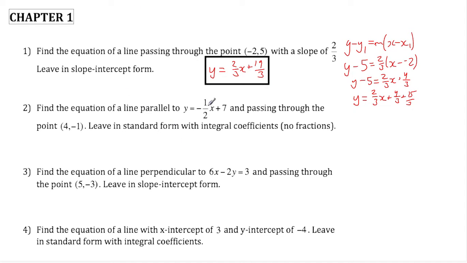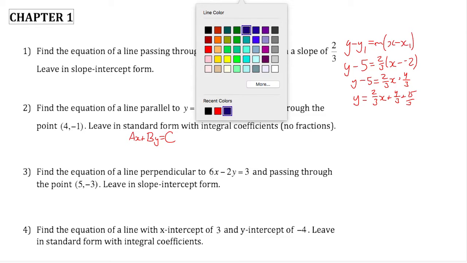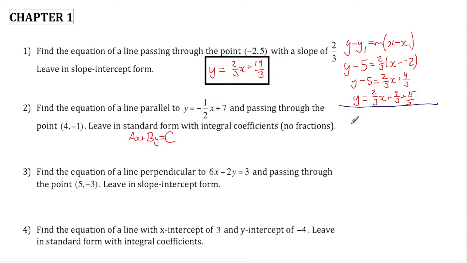The next one, we want to find the equation of a line that's parallel and passing through the point. We want to leave this in standard form. Standard form is ax plus by equals c. The important thing here is we have this slope. So what we want to do is start again with point-slope form. So y minus y1 equals m times x minus x1.